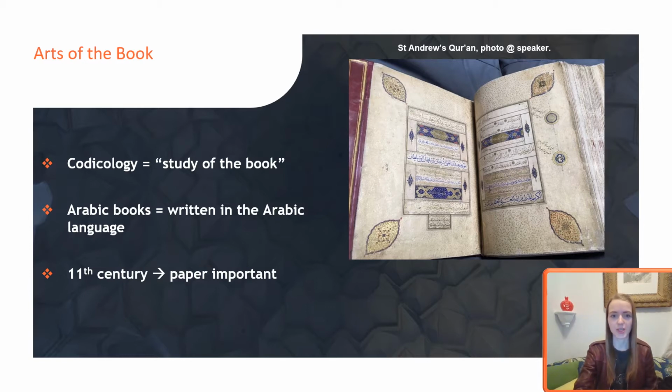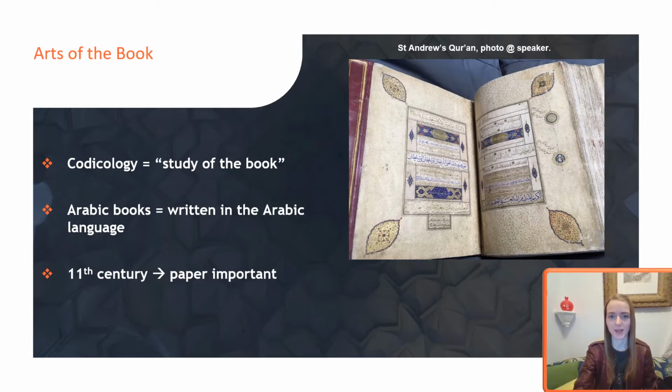The division into Arabic arts of the book is primarily linguistic, so these include books in the Arabic language versus the Persianate arts of the book with text written in Persian, which we will look at next week. The Arabic language played a great role, not only in Islam but also in science, historical treatises, and poetry.